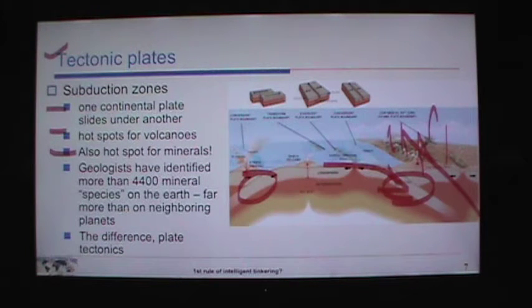I talked about the Ring of Fire all around the Pacific Ocean. That's what that is. Hotspot for minerals. All that fresh material coming out of the core of the Earth. Geologists have identified 4,400 mineral species in the Earth. Far more than is found on neighboring planets. I'm not sure how they determine that, because we haven't visited that many neighboring planets.